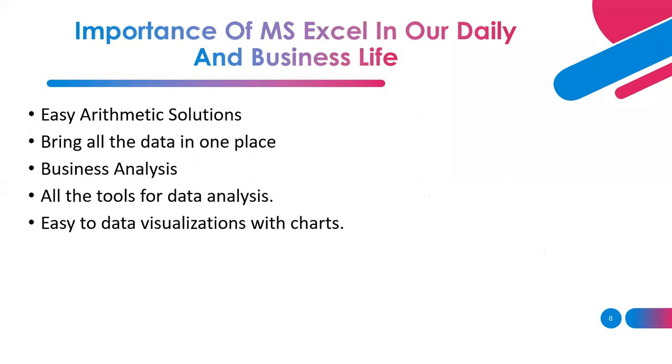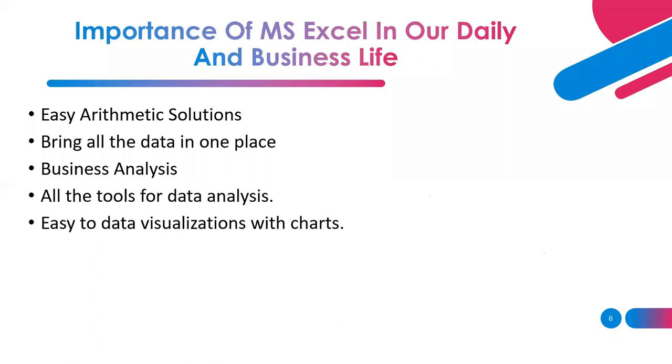Number one is easy arithmetic solution. You can see right now how we use it to calculate, how we use it to do subtraction and addition. And there are still a lot of things that we can use Excel to do. Then another one, it brings all your data in one place. You don't need to have your data in one place and another one in another place. You can have everything in one place.